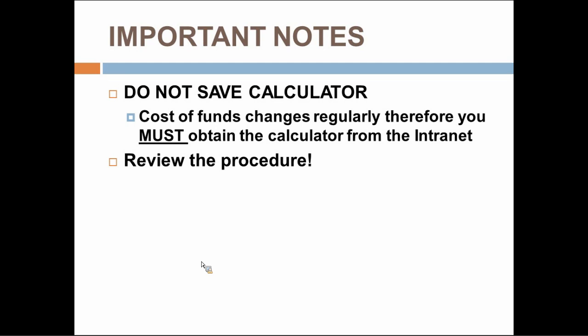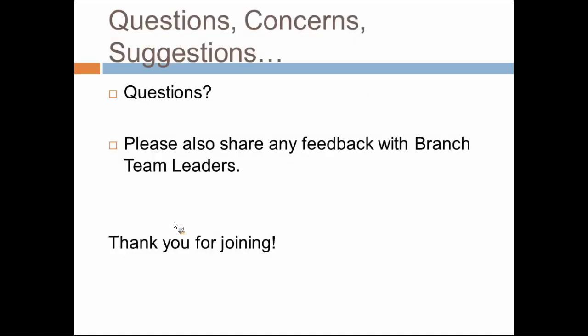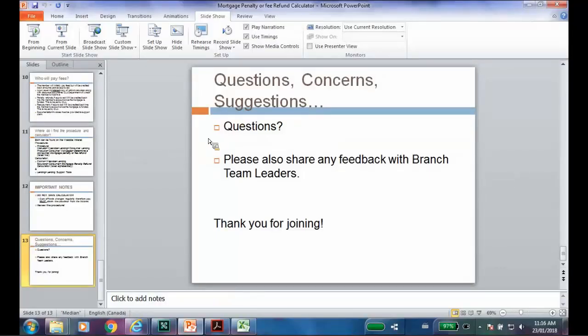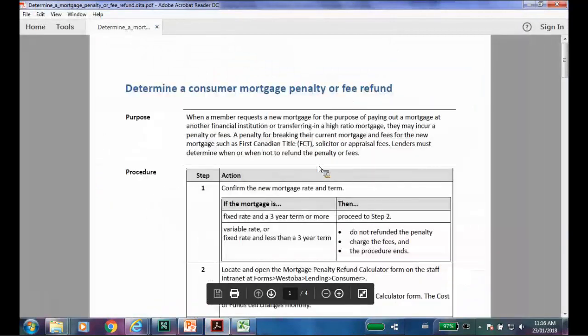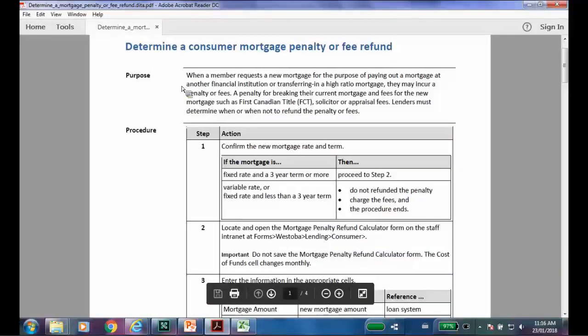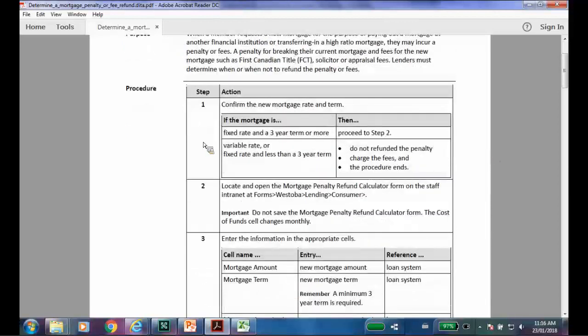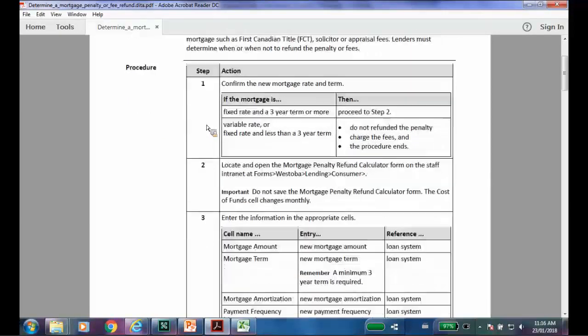Second thing is review the procedure, which we can quickly go over here. So this is the procedure. As I mentioned, it is saved on the internet. So basically it goes over the purpose of this calculator, and then it goes over the procedure and the steps you need to take. So it's very detailed.